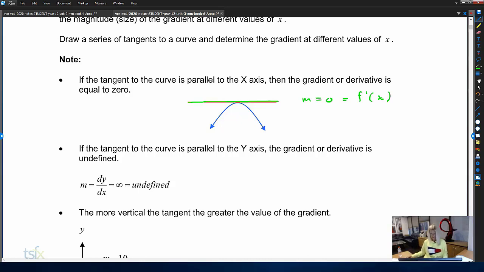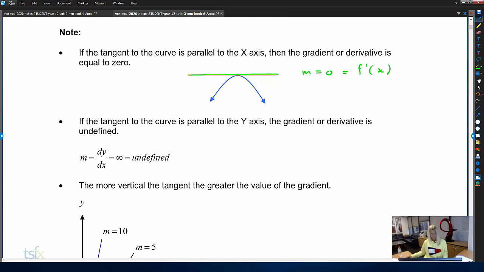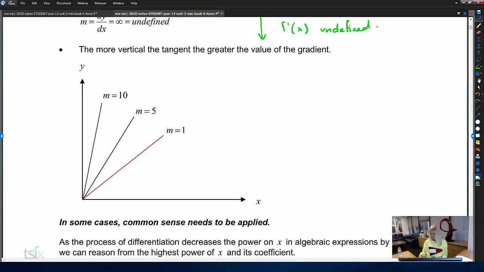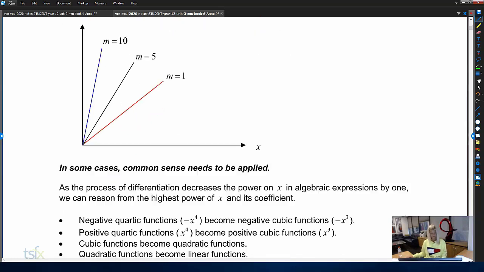If the tangent is vertical, so we've got something like this, we would say that gradient is infinite, completely vertical. It's got only rise, no run. We would also say this is undefined. So we would say the derivative is undefined there. Now, you can see that the steeper the line, the greater the magnitude. So for example, the blue line's about 10, and the red line's about a gradient of 1.